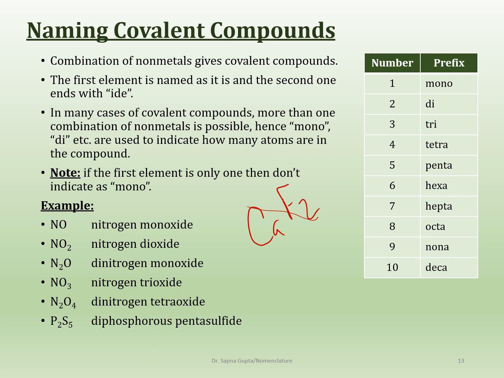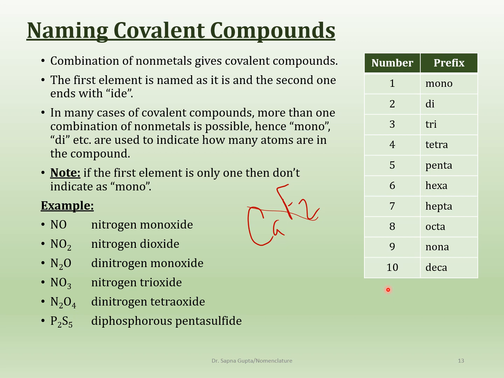And again, how do you know that you're going to name this as a covalent compound? Because they're all non-metals. So when you look at all of these, they are all combinations of non-metals. That's how you know it's a covalent compound. That's how you know you have to use prefixes.